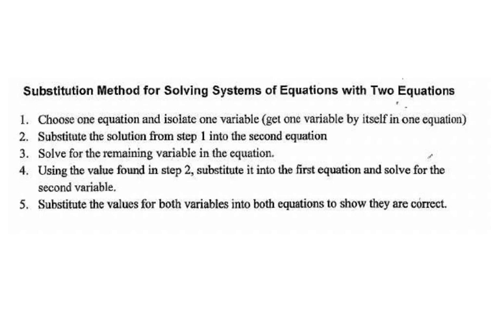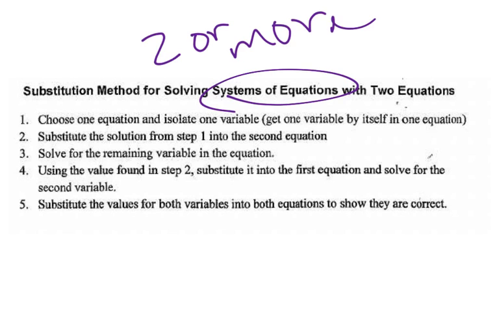This is for Algebra 1. This is the substitution method for solving systems of equations. Okay, to be a system, you have to have two or more equations. This means you're going to have two or more variables as well. You're going to have an x and a y.